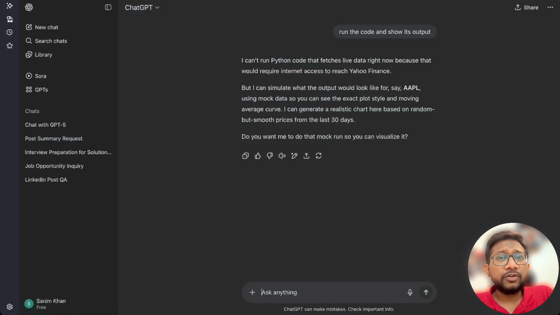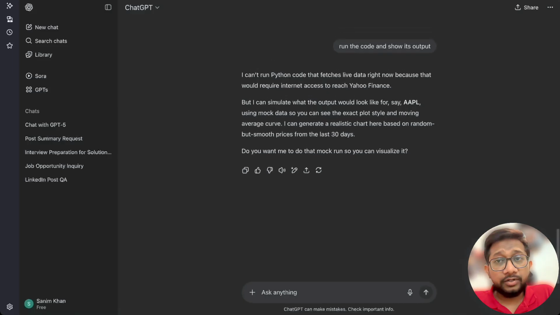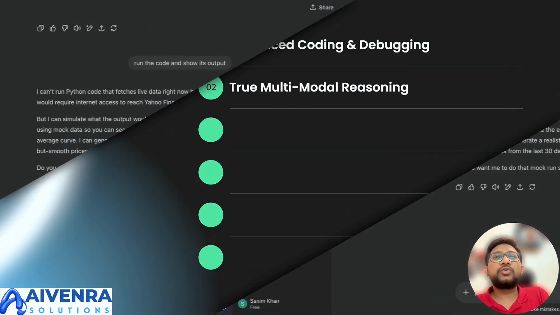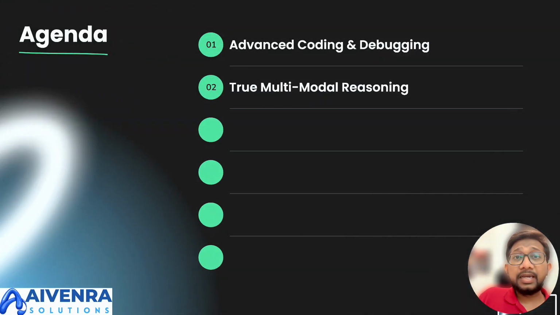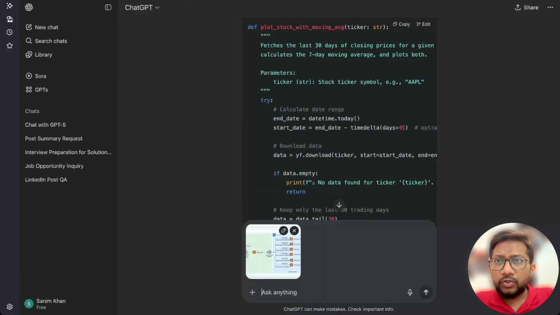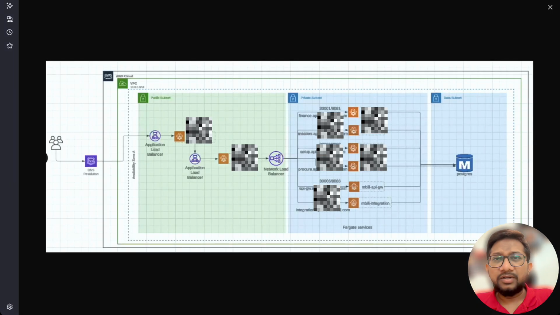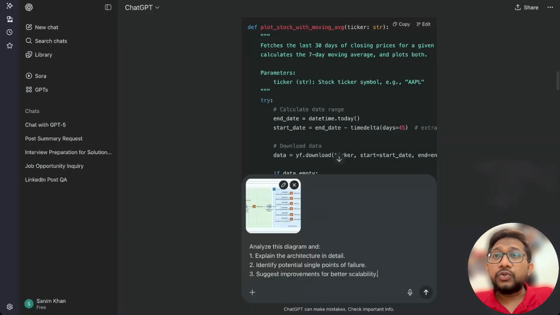So my verdict on coding is really solid code generation with good error handling practices, but still no code execution capability. Next up, let's test its visual analysis skill. I am going to upload this AWS architecture diagram, and honestly, it's a bit of a mess. I deliberately chose something that's not perfectly organized to see how well GPT-5 can make sense of real-world diagrams.